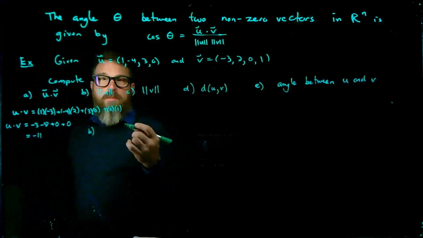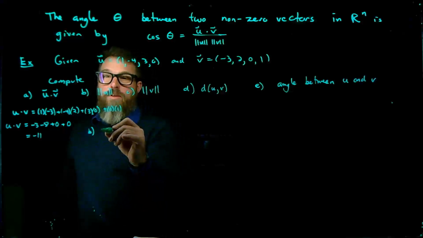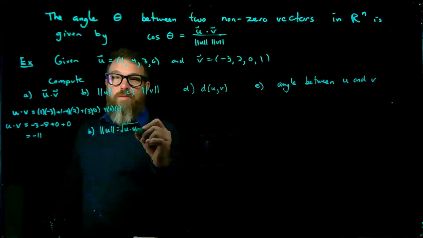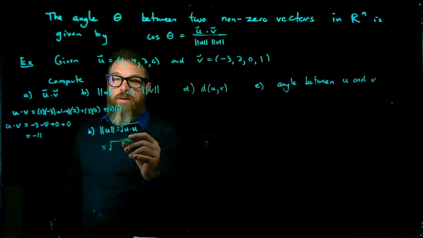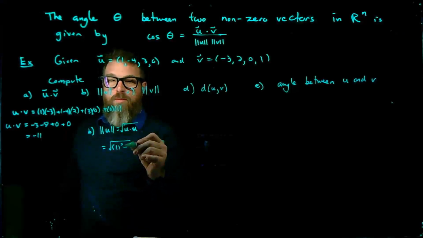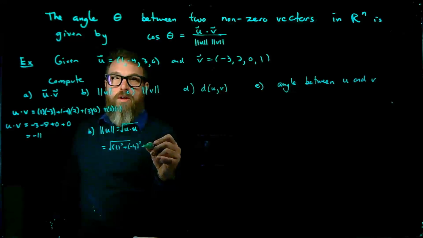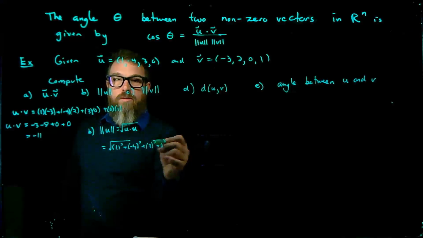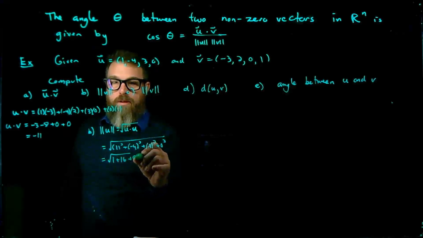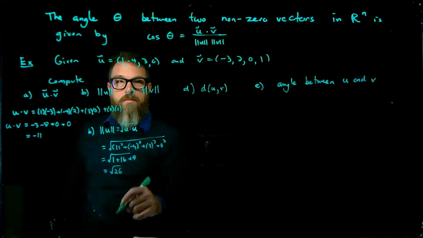B, I want to find the magnitude of u. Well, the magnitude of u is nothing more than the square root of u dot u. So this is going to be equal to the square root of the sum of its components squared: 1 squared plus minus 4 squared plus 3 squared plus 0 squared. So this is going to be equal to the square root of 1 plus 16 plus 9, which is equal to the square root of 26.